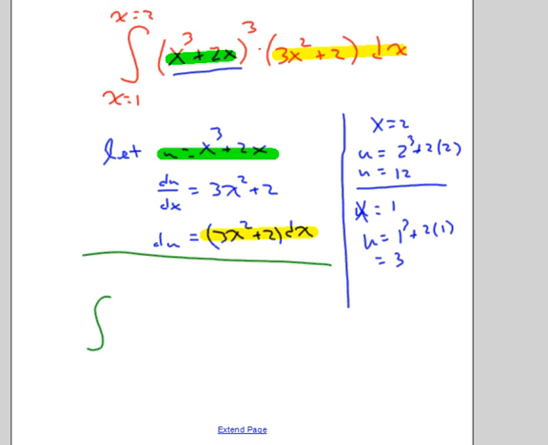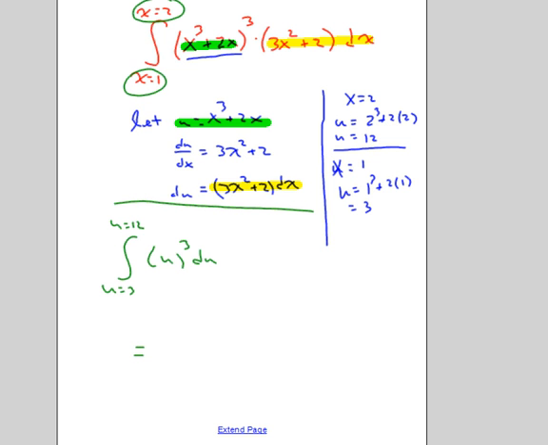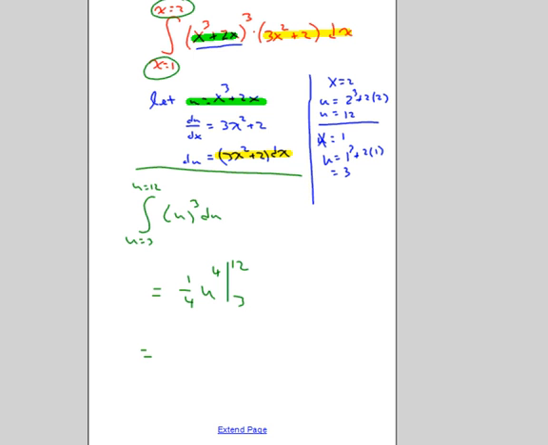So instead of going from x equals 1 to x equals 2, we're going to go from u equals 3 to u equals 12 of u cubed du. Doing the integration, we get 1/4 u to the 4th evaluated from 3 to 12. We're going to get some huge numbers here, so let's just leave it as 1/4 times 12 to the 4th minus 1/4 times 3 to the 4th. And we'll just stop there.